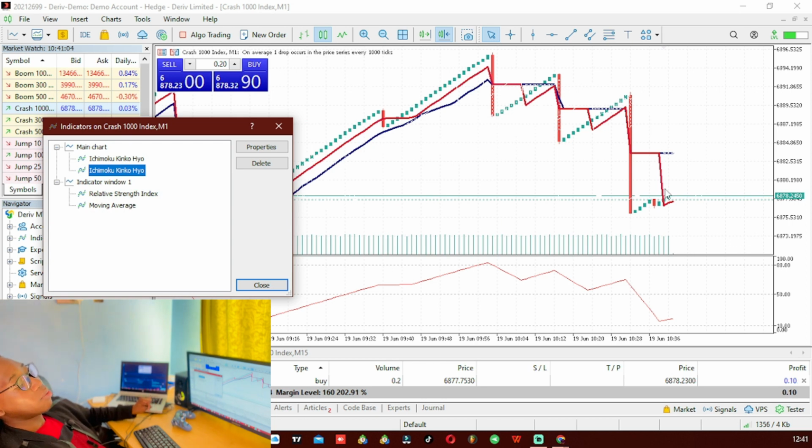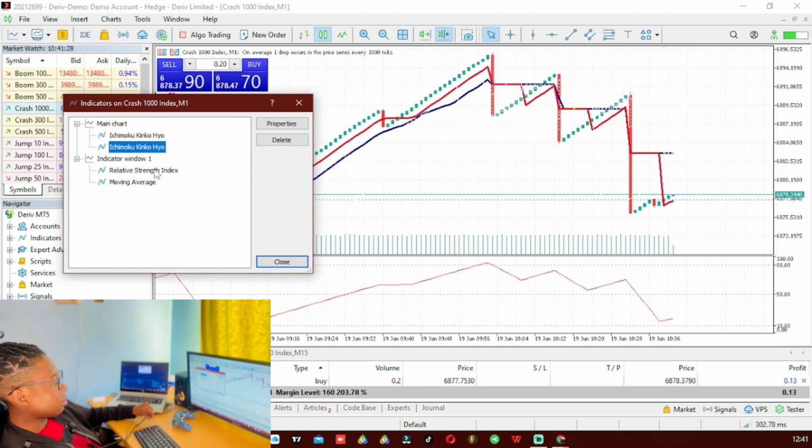As I said earlier on, you buy when the Ichimoku Kinko Hyo line is below the candles, and you close when the blue Kinko Hyo crosses the candles. So this is Crash 1000, and we buy when trading against spikes. I'll also show you when it comes to Boom 1000.